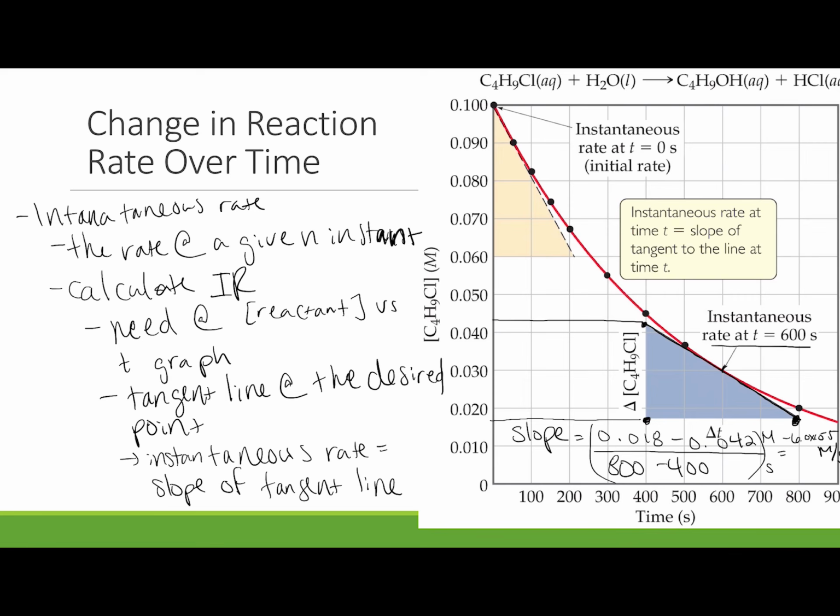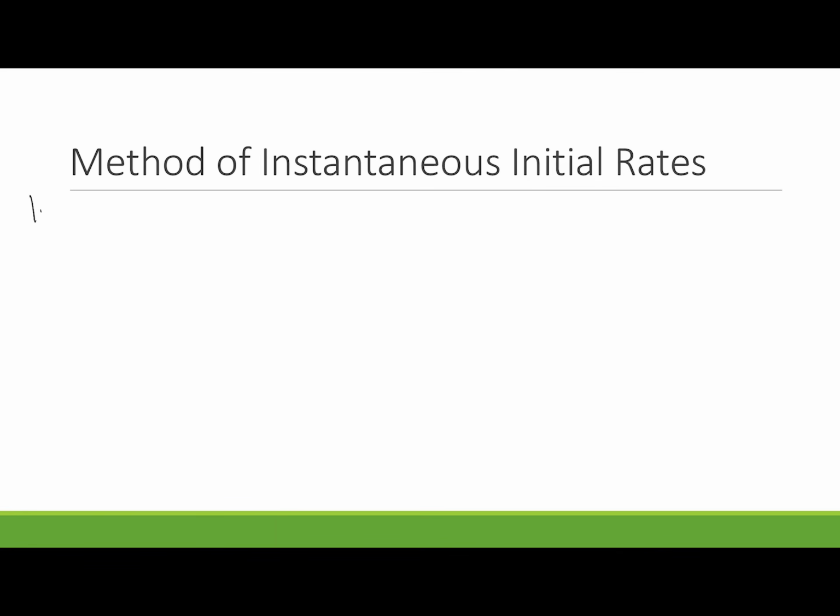Okay? So, when we're looking at our average rate, we're looking at one product and reactant over a short period of time. And with our instantaneous rate, our initial concentration is what we're generally looking at. So with instantaneous rate, we want to look at the initial instantaneous rate.